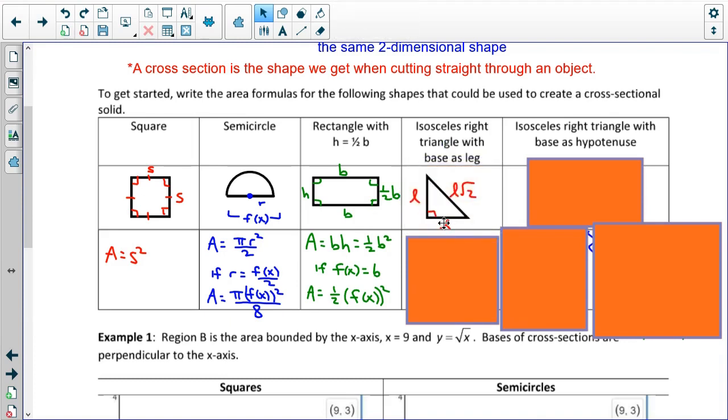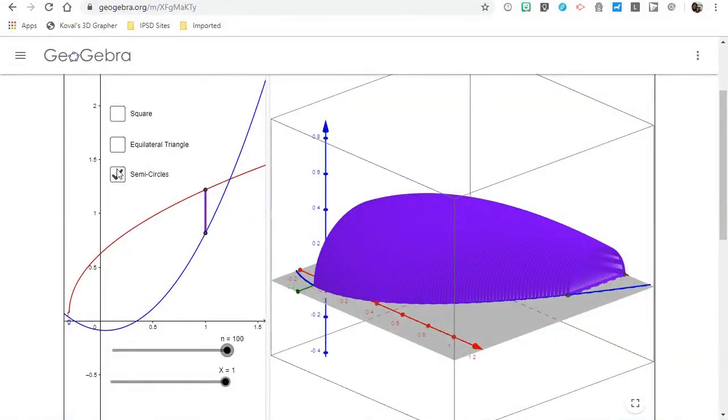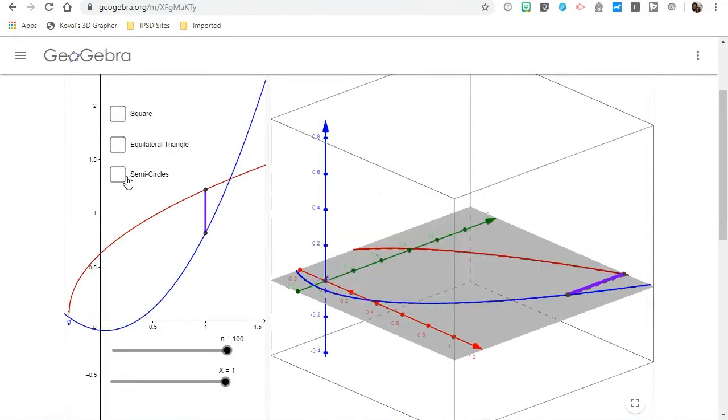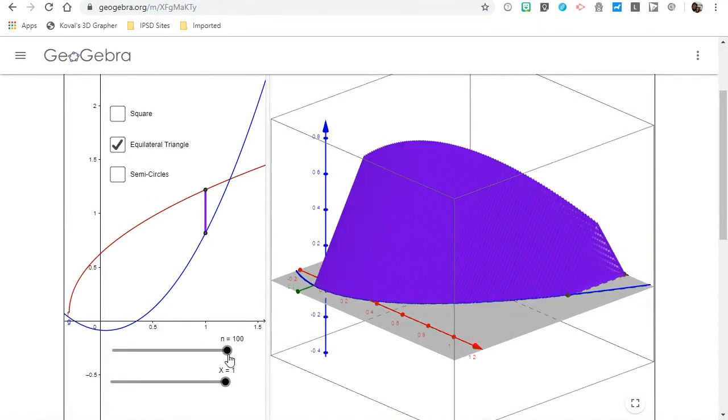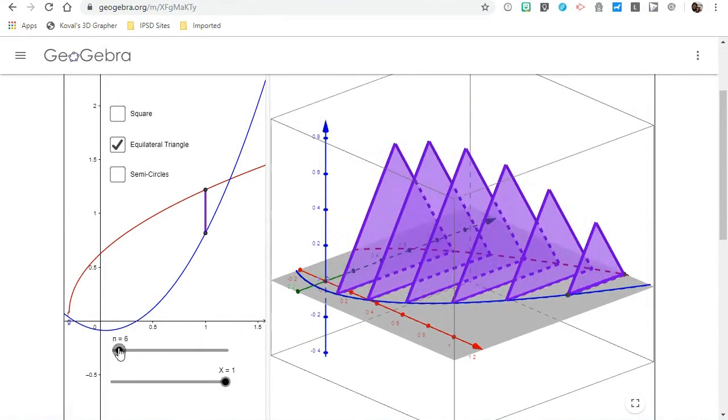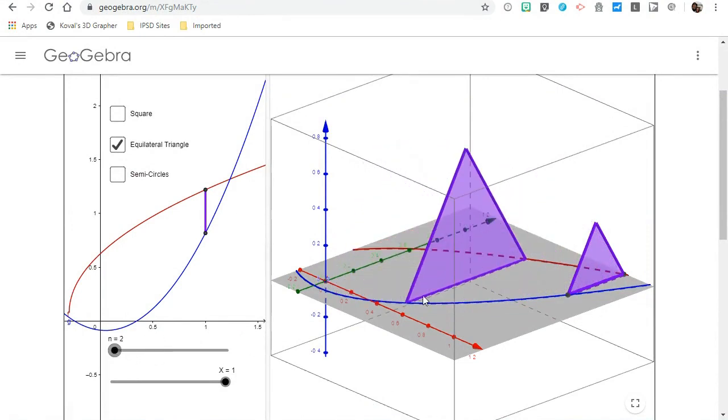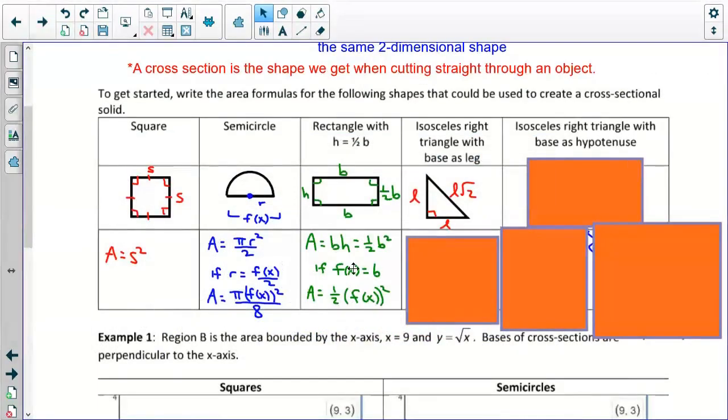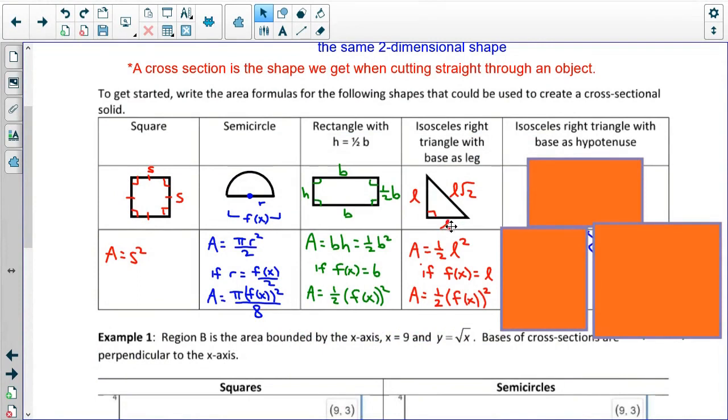Isosceles right triangle with the base as the leg. So what that means is that the base is the part that's on the ground in the shape. So if I say the base, what I'm referring to here would be this part. We call that the base. So that's the part that's on the paper, or on the ground, so to speak. We call that the base in these problems. So that means that the leg is going to be fixed by the function value, or the difference between two function values.